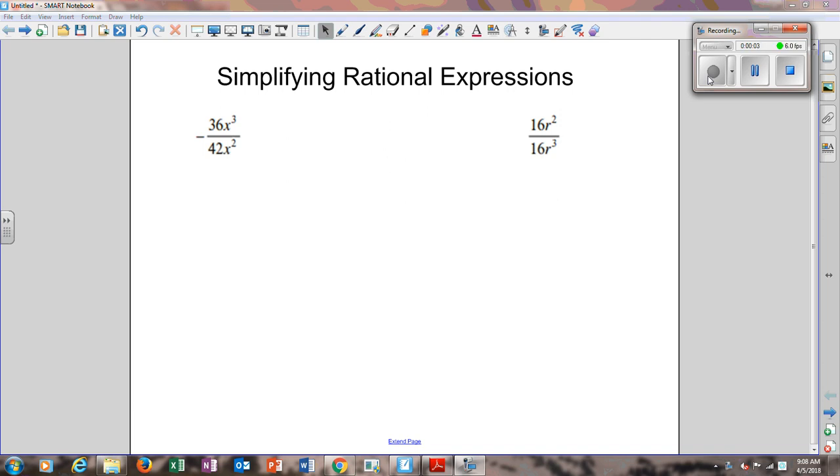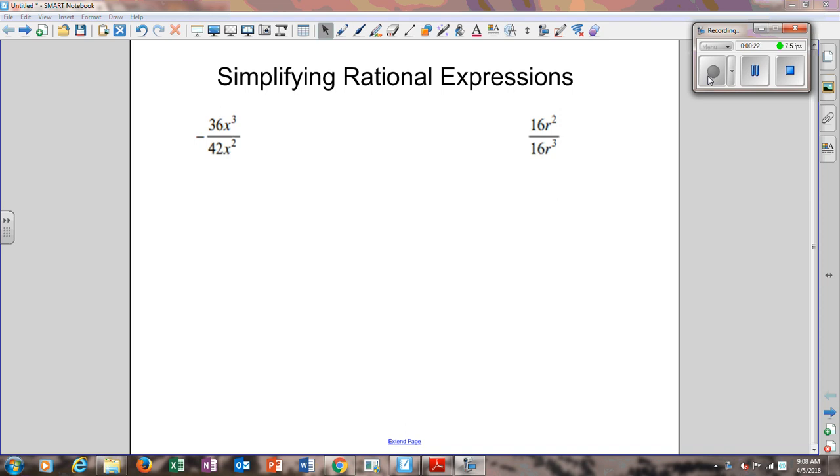Okay, today we're going to work on simplifying rational expressions. Yesterday we did the polynomials, how you had to factor them out. The reason that this comes after factoring polynomials is because all you're really doing is factoring polynomials and then figuring out which you can cross out.